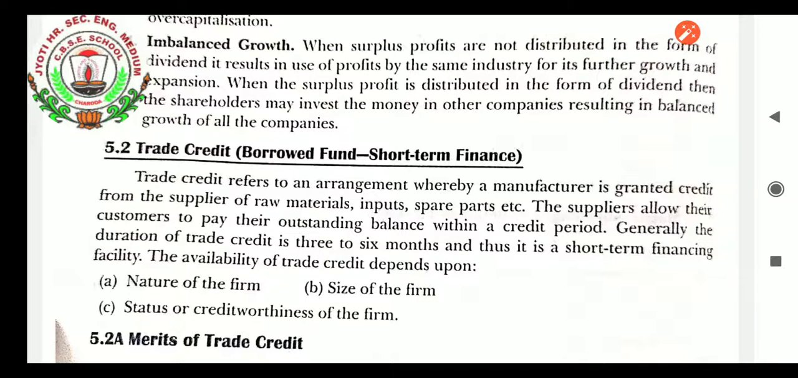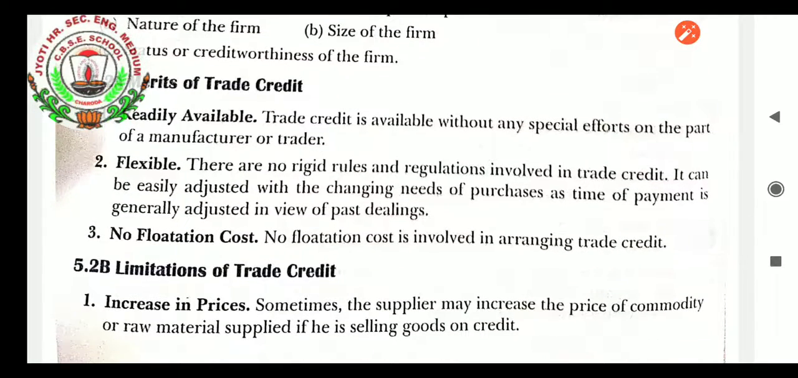The availability of trade credit depends upon, first, the nature of the firm, second, the size of the firm, and third, the status or creditworthiness of the firm. The merits of trade credit are as follows. Very first, readily available. Trade credit is easily available because it is supplied by the suppliers of the goods, so it is available without any special efforts on the part of a manufacturer or trader. Flexible. There are no rigid rules and regulations involved in trade credit. It can be easily adjusted with the changing needs of the customers' purchases, as time of payment is generally adjusted in view of past dealings.